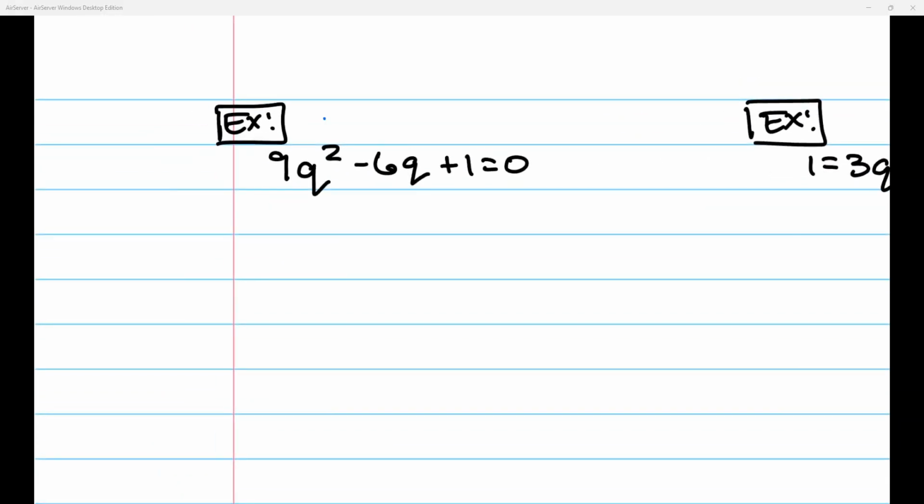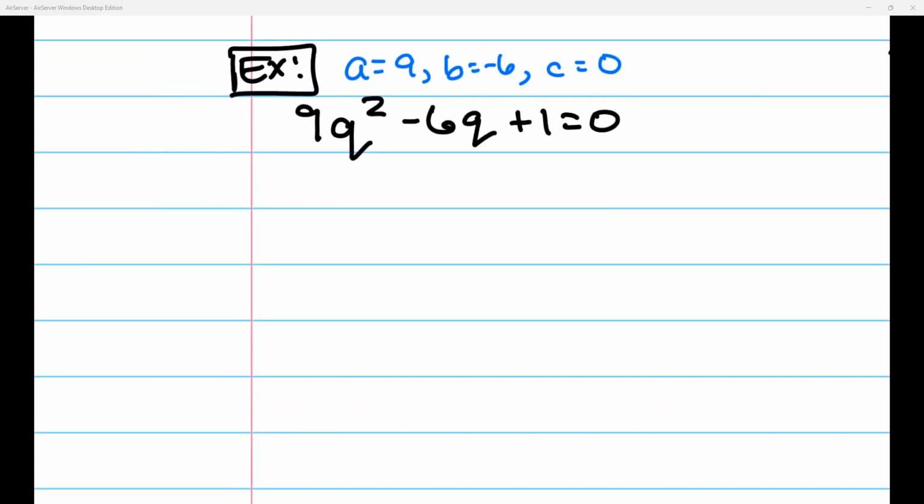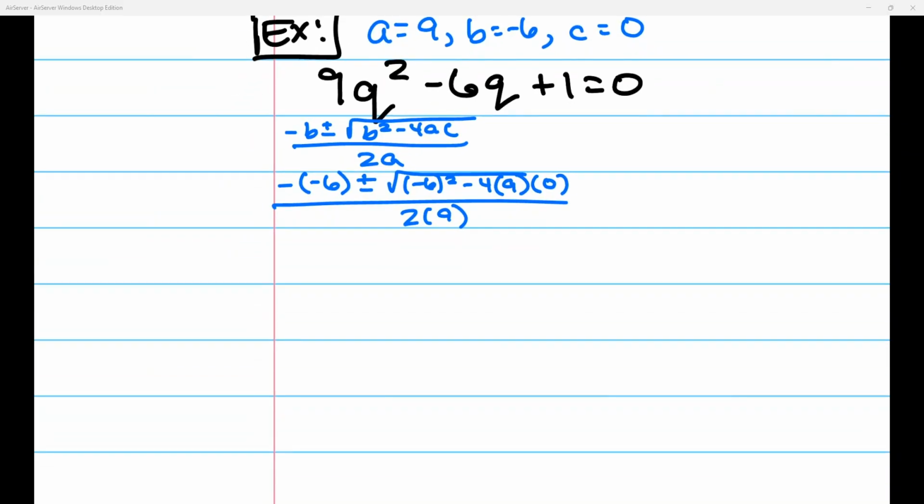This is already in standard form. I write a is equal to 9, b is equal to -6, c is equal to 0. We're going to go ahead and run through really quick. That's -b plus or minus the square root of b squared minus 4ac all over 2a. Hopefully that formula is starting to stick in your heads. That's a -(-6) plus or minus the square root of (-6) squared minus 4 times 9 times 0 all over 2 times 9. Again, if you need to press pause in the video, that's fine. I'm just going to go ahead and keep going just so that the video is not super long.